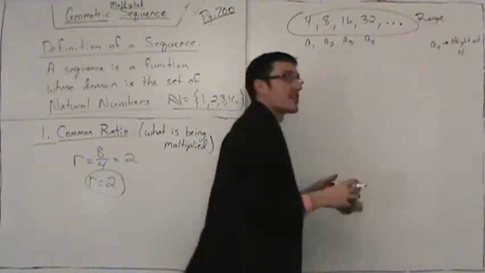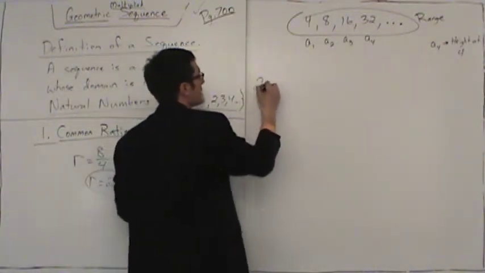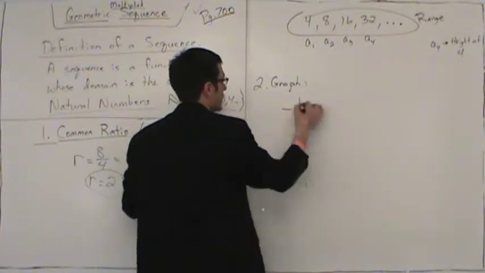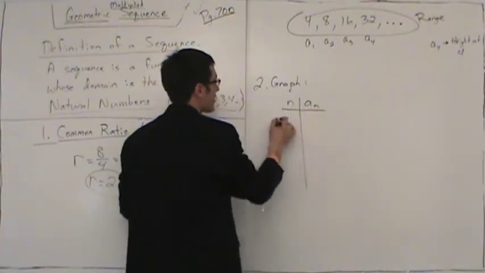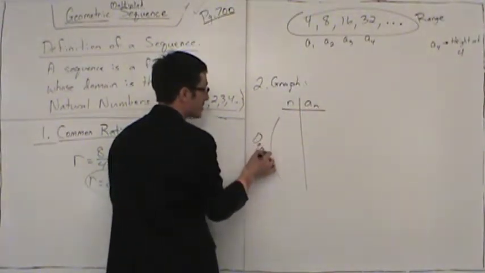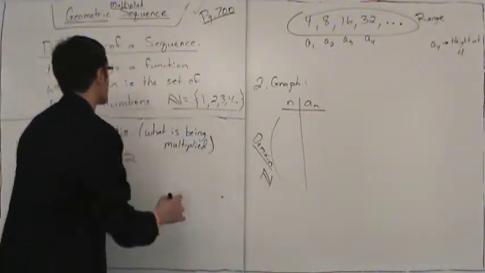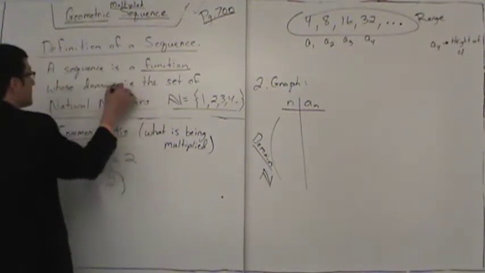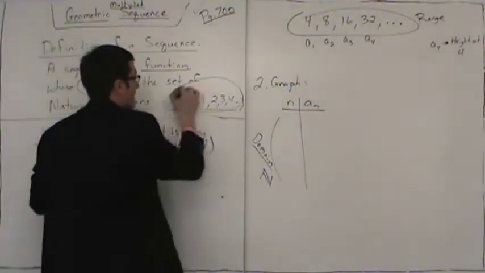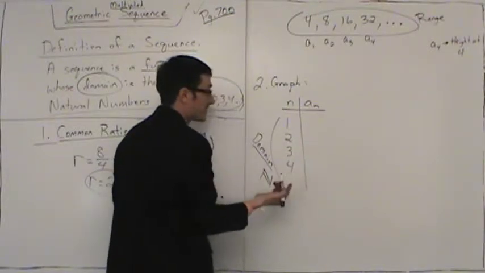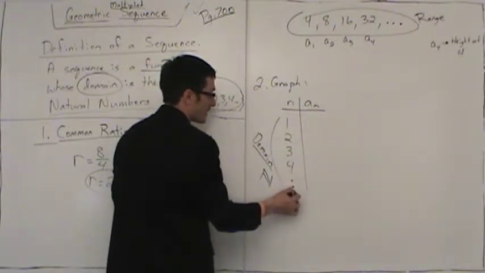And just like we did with arithmetic, we're going to graph it. So step 2 will be to graph. We need a t-table, in terms of n and a sub n. Remember, our domain does not change no matter what sequence we're dealing with. The domain is what? A set of natural numbers. A sequence is a function whose domain is a set of what? Natural numbers. So we write 1, 2, 3, 4. Again, we're going to have gaps, but dot, dot, dot. Gaps in our points. We are not going to connect our points.